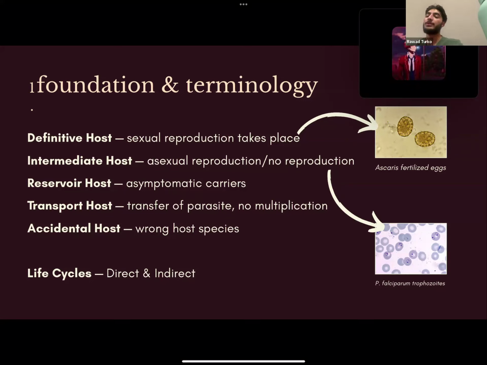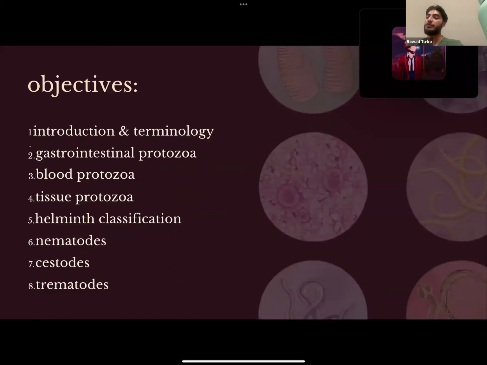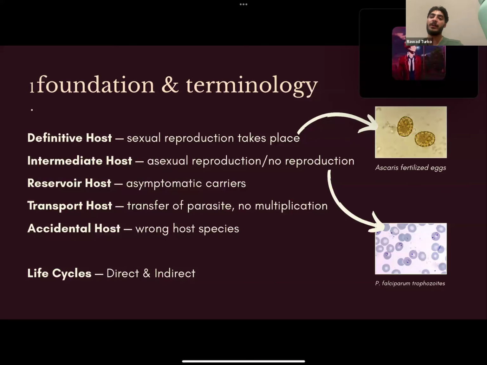Then we have the reservoir hosts. The reservoir hosts are the asymptomatic carriers. So they just carry these parasites and transmit them to other organisms, and they don't have any symptoms. Now, the transport hosts are also transfers of the parasites, but no multiplication of the parasites takes place in the transport host. So the difference between the reservoir host and the transport host is that in the reservoir host, you will see some multiplication. The parasites will multiply. They will reproduce, probably asexually. But in the transport host, you would see no multiplication. It would just be transport of the parasite. And then again, the accidental host is the same concept as the accidental parasite.